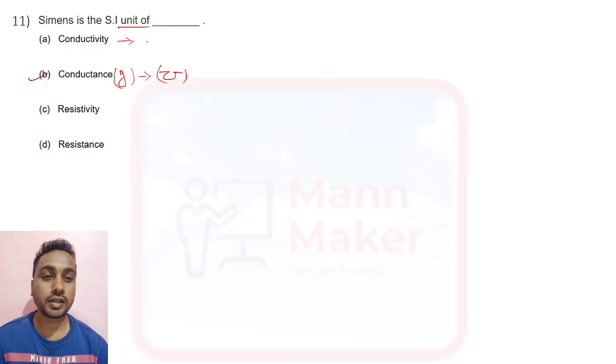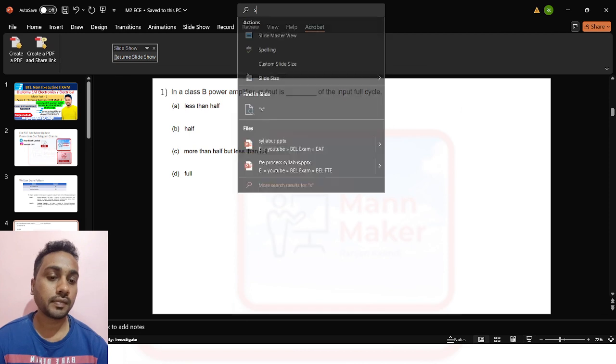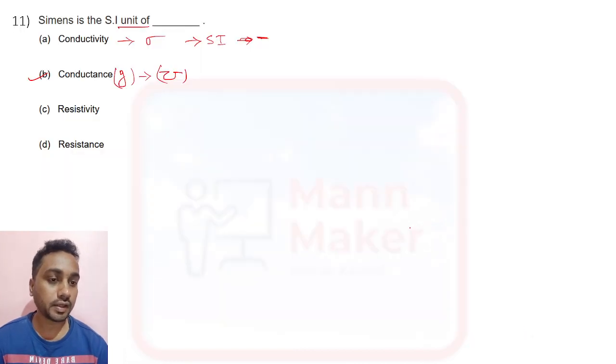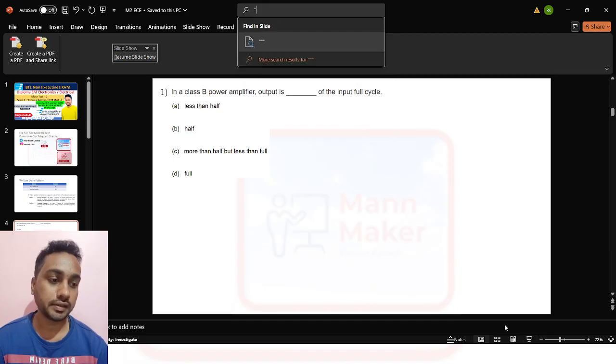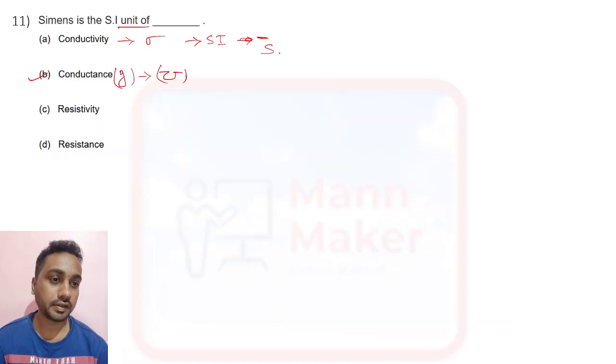Conductivity, if we talk about conductivity, we can denote it like this, and the SI unit of conductivity is Siemens per meter. Okay, and resistivity is what?